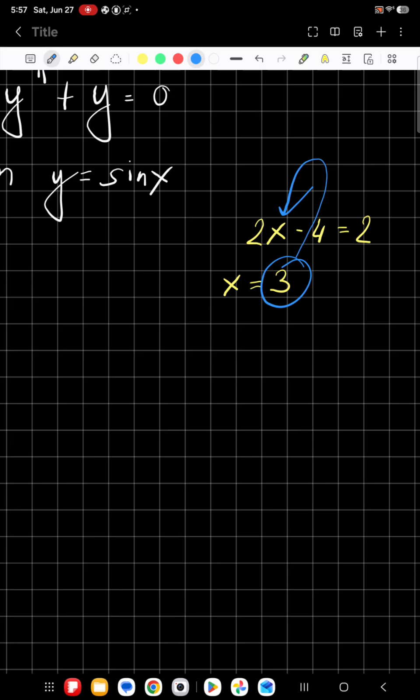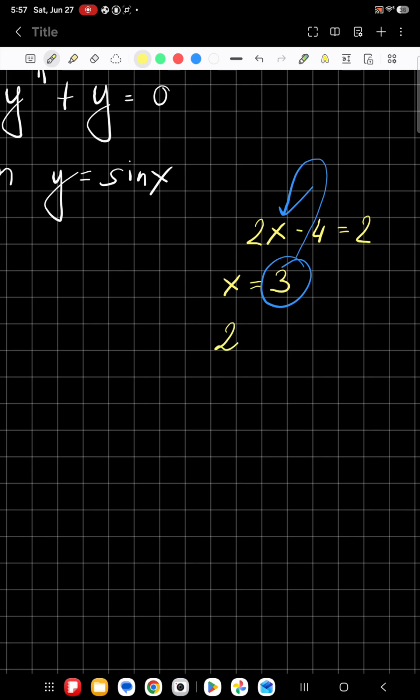Okay, so we don't know how to solve, right? We could also solve this and show that x equals 3. But in our case, we don't know how to solve that differential equation. So the only thing we can do is show that whatever they gave us is the solution of that. Anyway, so let's finish this one.